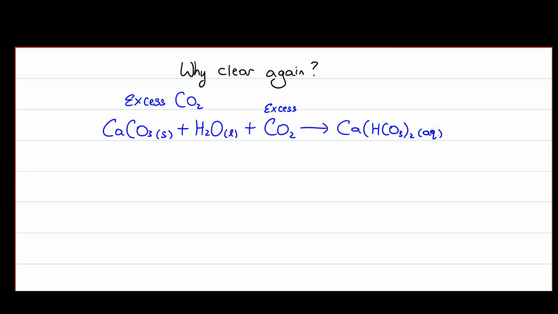So when we pass in excess carbon dioxide, the story does not stop there. The calcium carbonate can react further to form calcium hydrogen carbonate. And this compound is soluble. So the white precipitate of calcium carbonate disappears and the mixture becomes clear again.